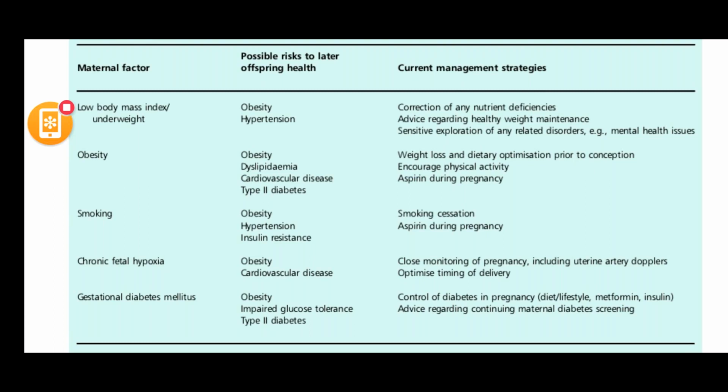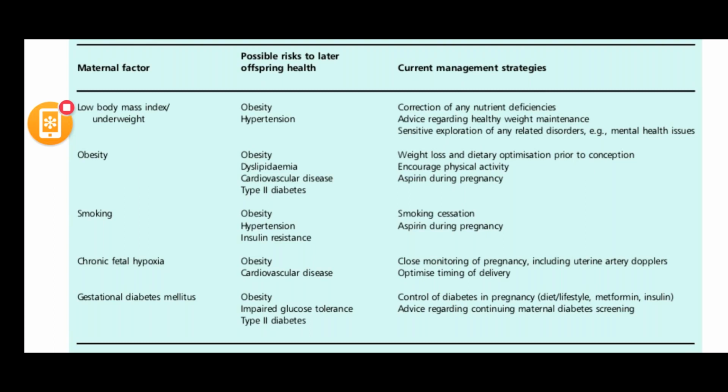If you see a mother who is obese, then there is chance that the baby can be obese, have dyslipidemia, can have cardiovascular problems or type 2 diabetes. So you'll be suggesting her to go for weight loss. You'll be telling her to encourage physical activities and aspirin during pregnancy. If she's smoking, again, the baby can have obesity, hypertension, insulin resistance. You have to tell her to go for smoking cessation and aspirin during pregnancy.